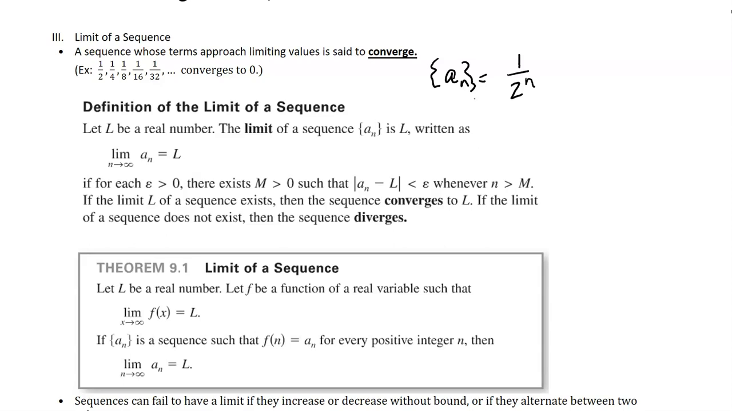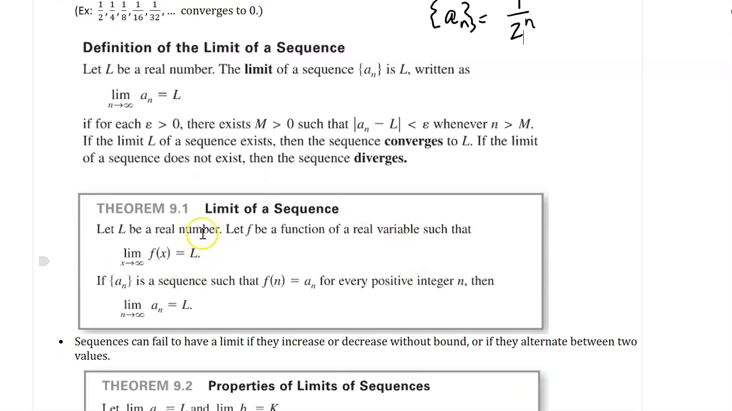So if L is a real number, the limit of the sequence a sub n is L, written as the limit as n approaches infinity of a sub n equals L, if for each epsilon greater than 0, there exists an m greater than 0 such that the absolute value of a sub n minus L is less than epsilon whenever n is greater than m. This should look kind of familiar to you. If the limit L of a sequence exists, then the sequence converges to L, but if it does not exist, then the sequence diverges.